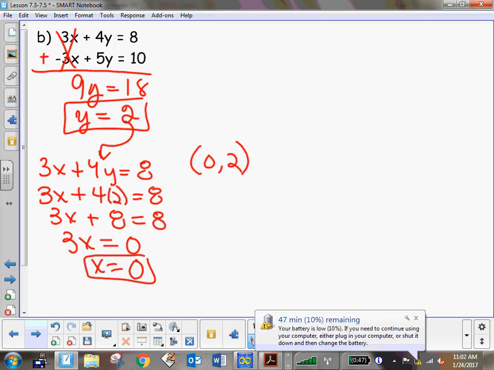Let's say I have time and I want to check. What should I do? Okay, so substitute in your values. Does it matter which equation? It should work in both equations, yes? Okay. Anna Marie?